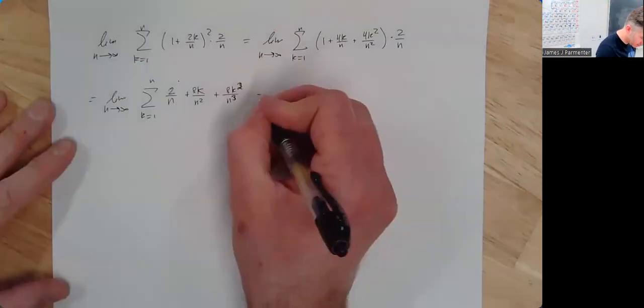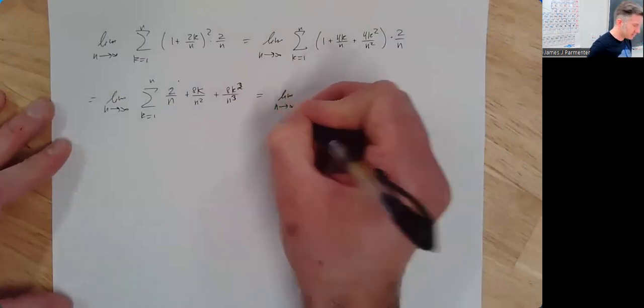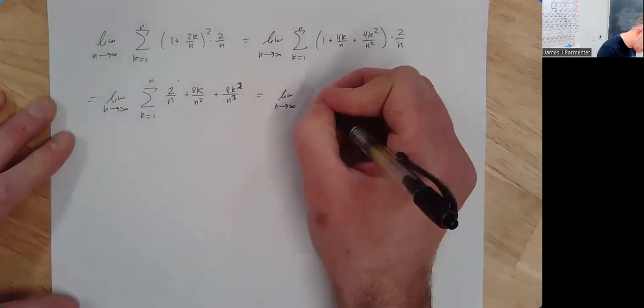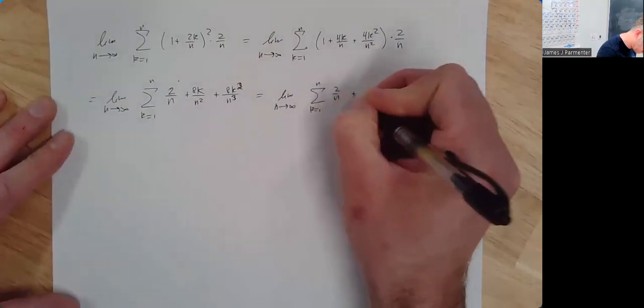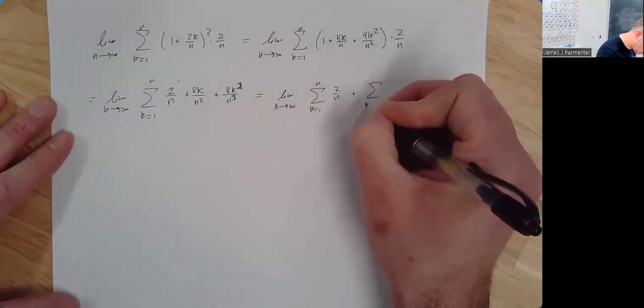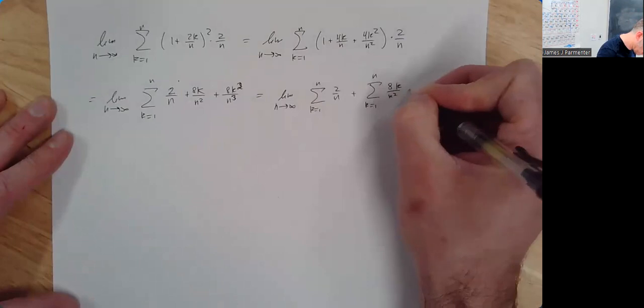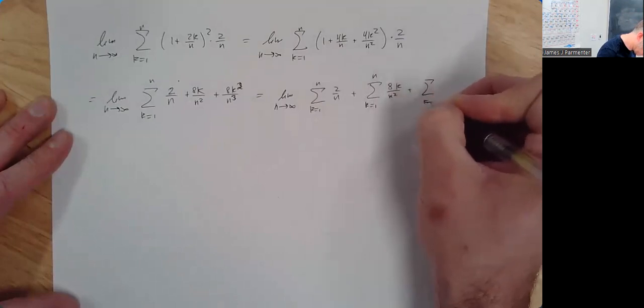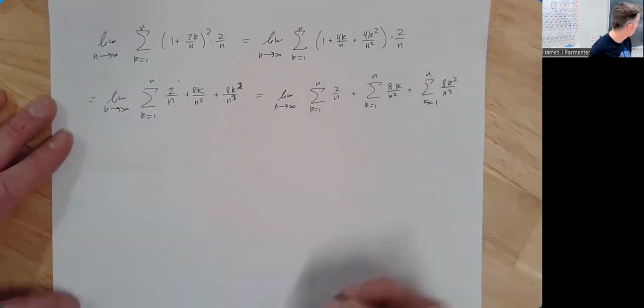So then we're going to break this apart into 3 sums, and we're going to pull out all the constants. And let's do it in 2 steps. So it's the sum from k equals 1 to n of 2 over n, plus the sum from k equals 1 to n of 8k over n squared, plus the sum from k equals 1 to n of 8k squared over n cubed.